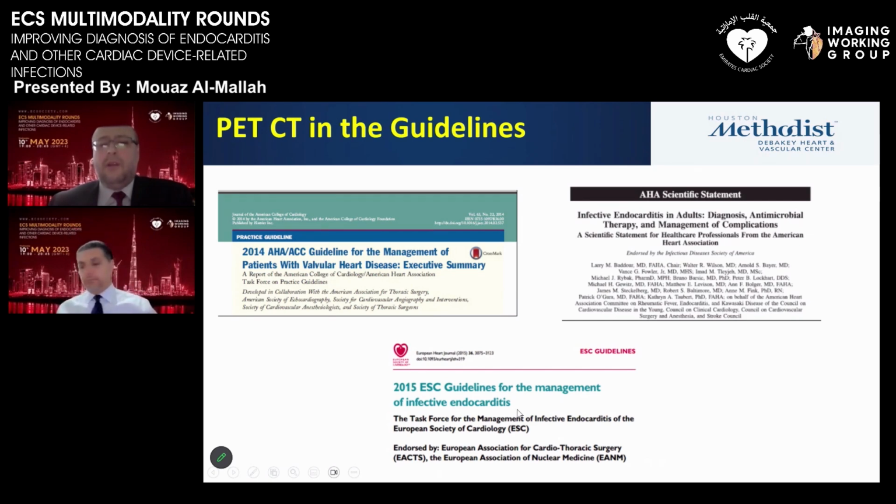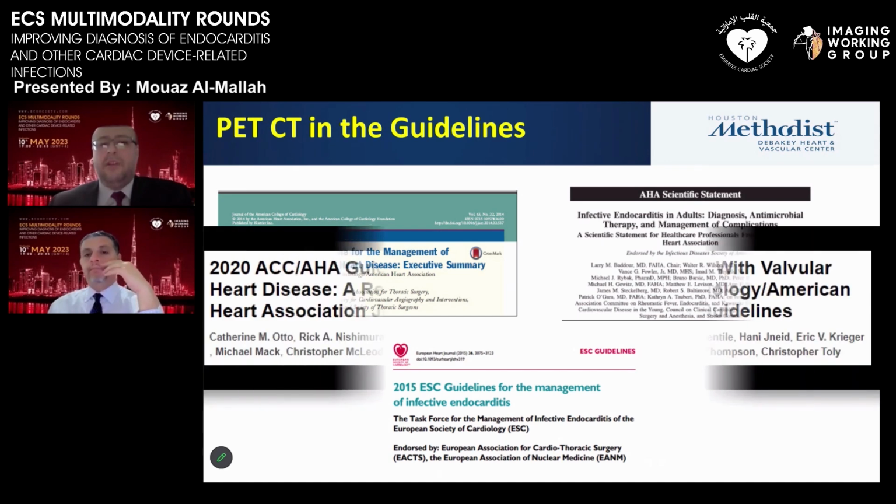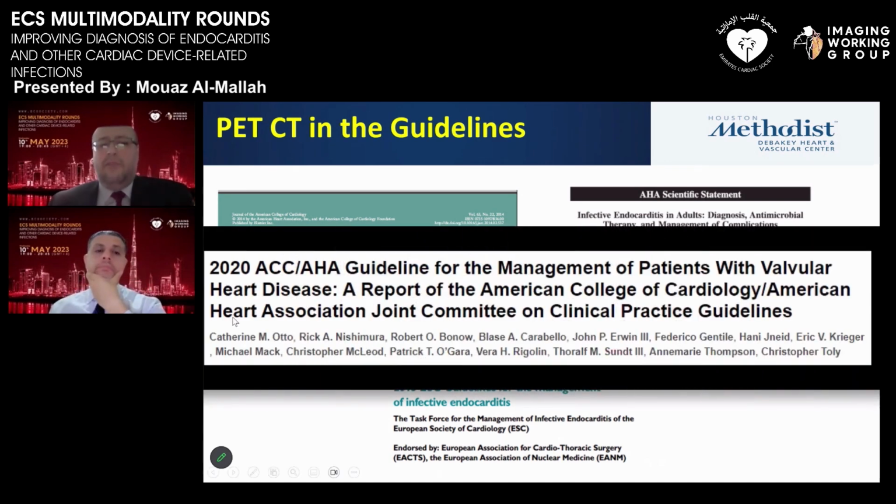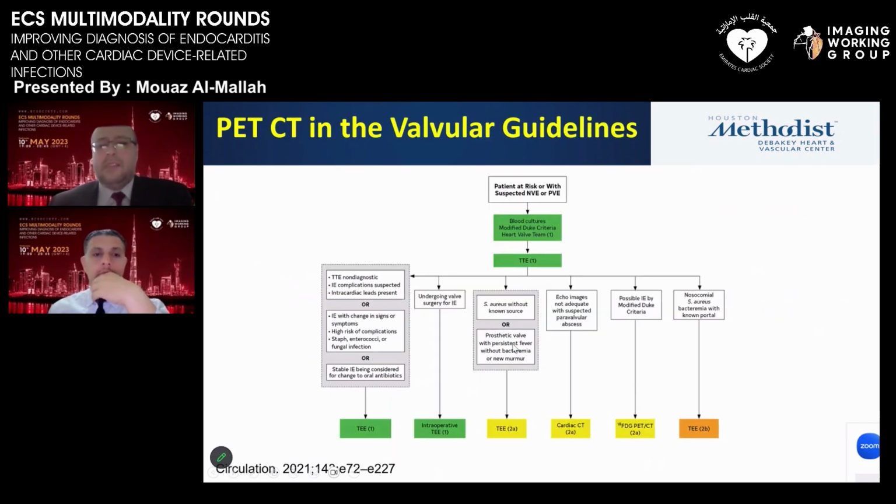And Europe is probably more advanced in this field in specific compared to the United States. The first time that it was ever mentioned in the USA was in the valvular guidelines, where it clearly says that if you have a possible endocarditis, obviously after your echo and your echo is still not certain, then FDG PET is a class 2A to identify that.